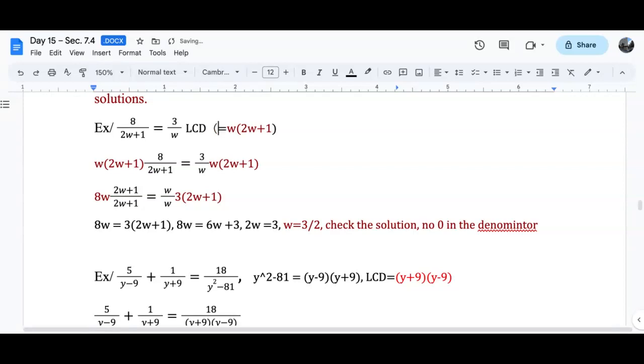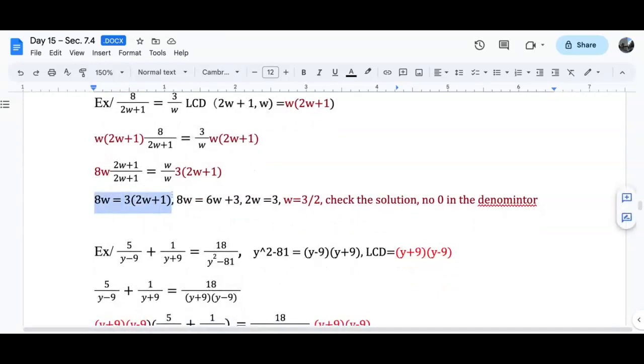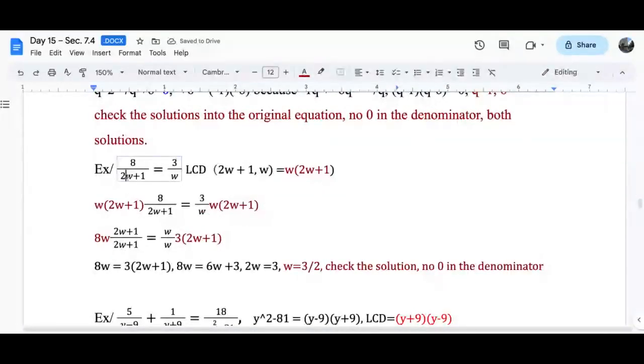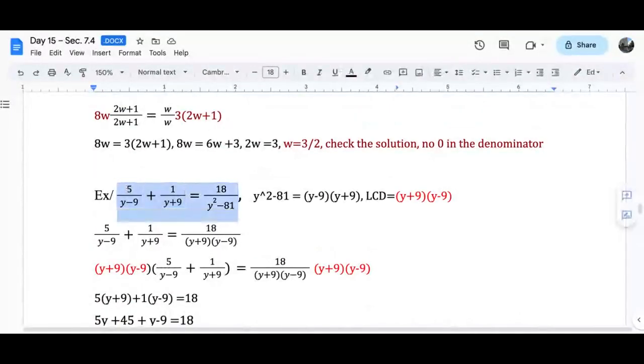Let me see this. 2W plus 1 and W. Just multiply those two, right? Because each one is a prime expression. Then when we do this, again, we get a linear expression. We solve, we get W equals 3 over 2. We plug in 3 over 2 into W, and we check to see if the left-hand side equals the right. It's supposed to equal the right. It is.